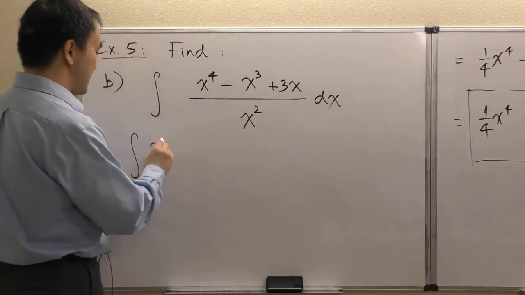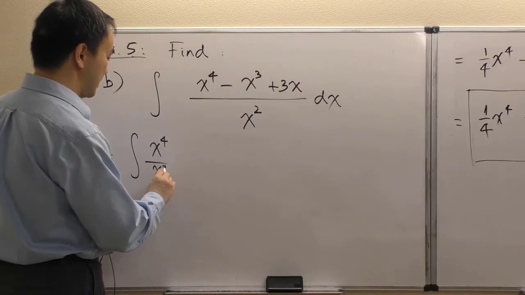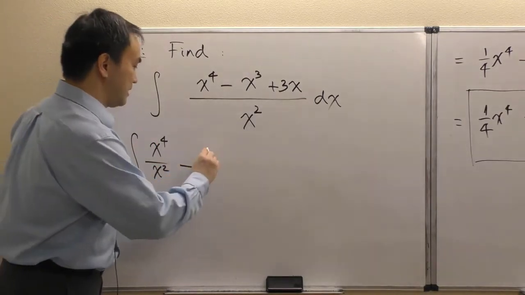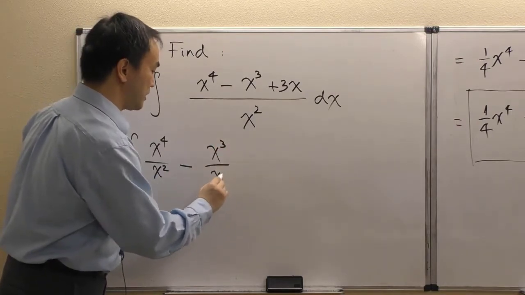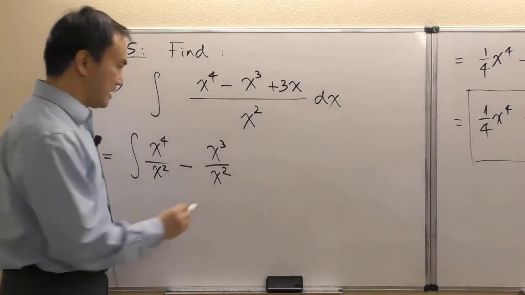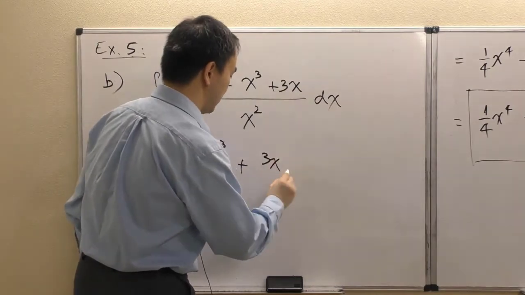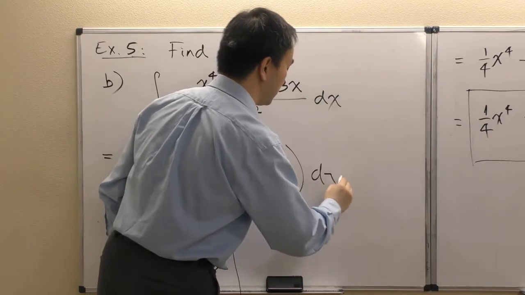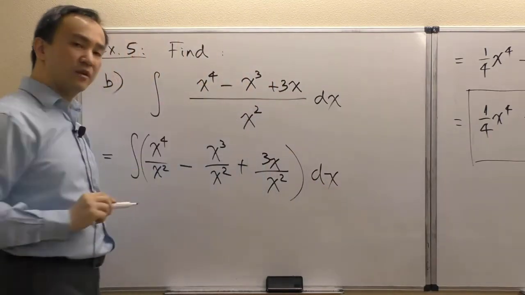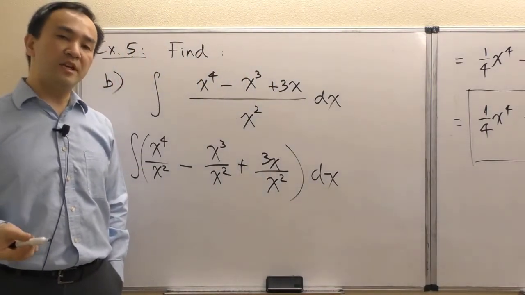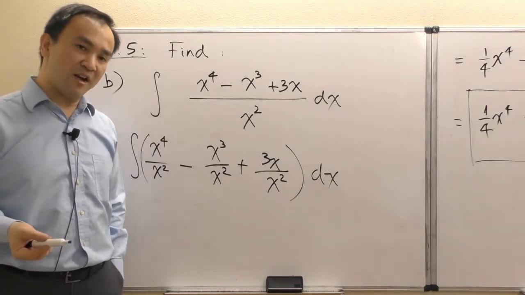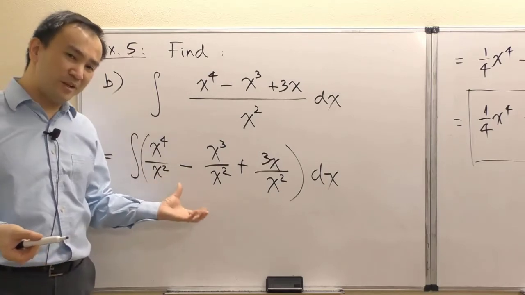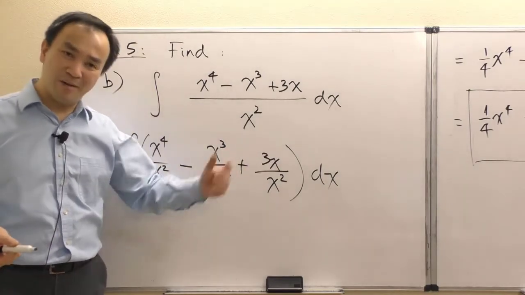I'm going to put x to the fourth over x squared as one separate fraction, and then minus x cubed over x squared as another separate fraction, and then 3x over x squared as another separate fraction. Now all of a sudden I turn my starting function into a function that has three separate terms. Anyone viewing my video will see immediately what my intention is and where I'm about to go with this.